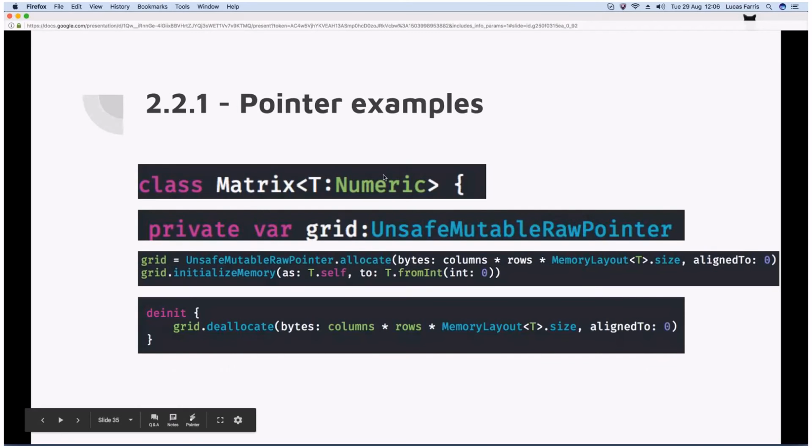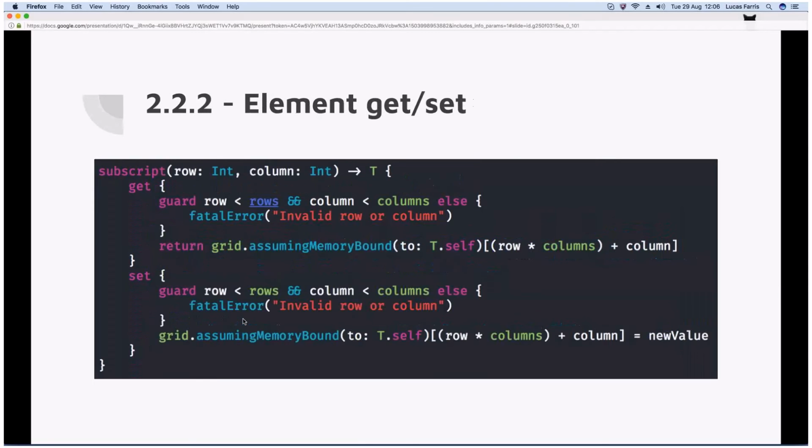So, for example, you define a grid or an array with unsafe mutable pointers, and you can allocate it. It's also important to initialize. I don't really get why you need to allocate and initialize the memory, but if you do not initialize, you're going to have unexpected results as well. And as I said, it's important to deallocate. So for getting an element, for example, you have to assume your memory is bound to a type, for example integer, so it knows how many bytes it's going to have, and then you can normally access it.